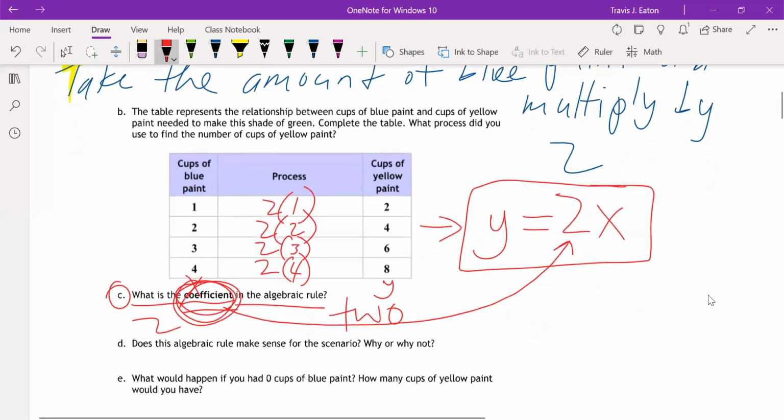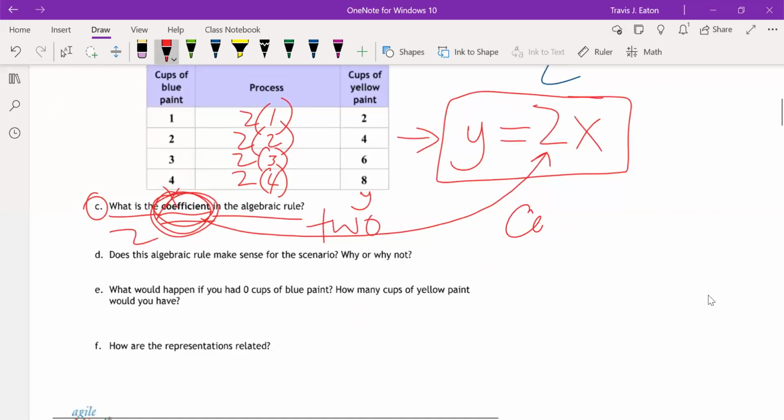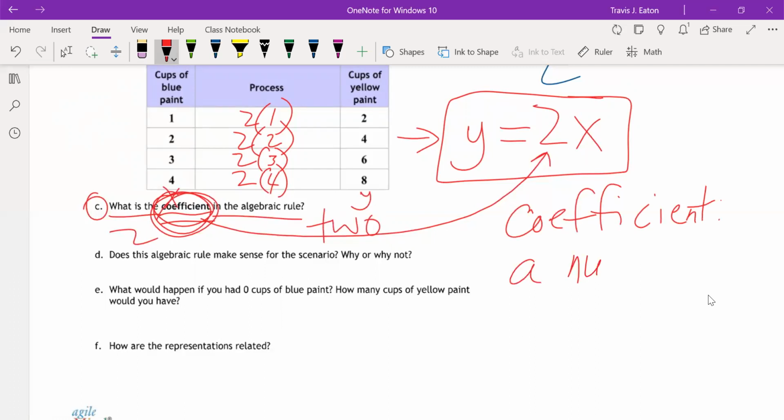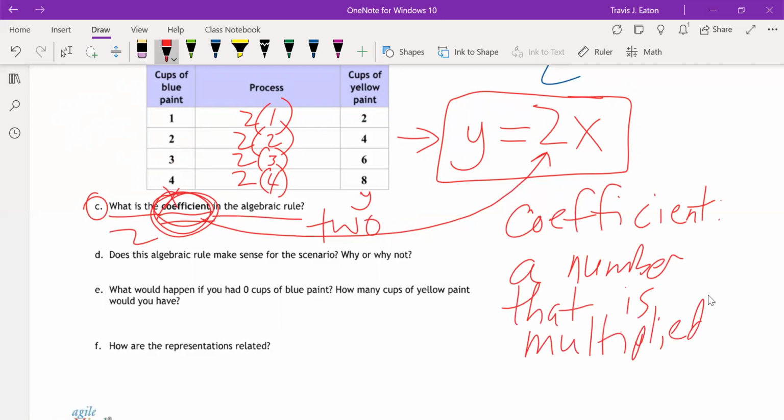And maybe you might want to write that down. Coefficient: a number that is multiplied by a variable.